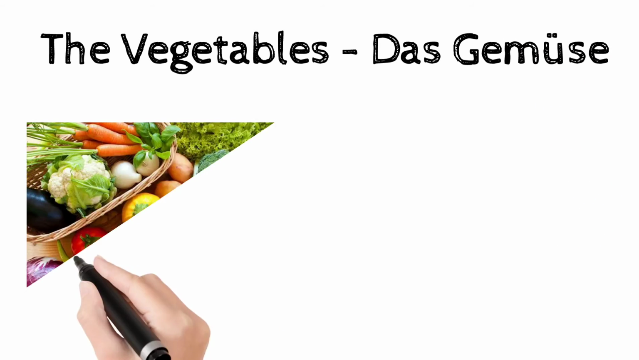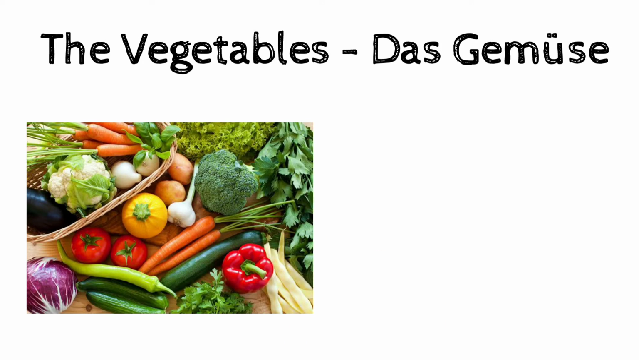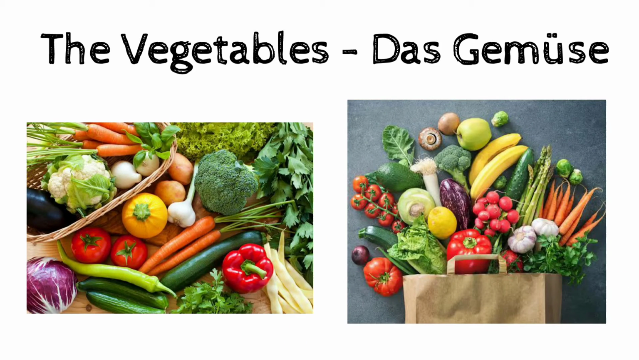The vegetables are known as das Gemüse. Gemüse. Again, U has an umlaut. Das Gemüse. Take a look at the fresh veggies.